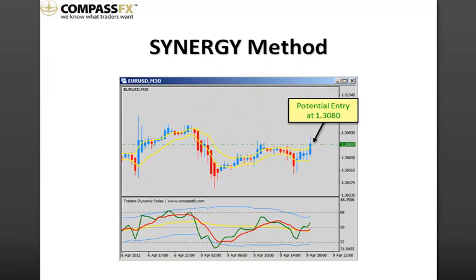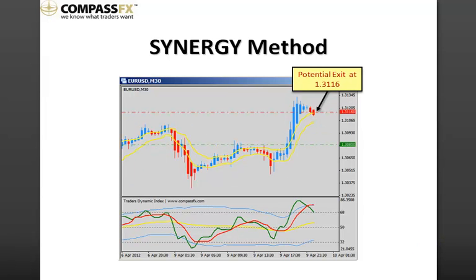Here's an example of a potential entry of the euro a few days ago. We can see that we have a blue bar rising outside the price action channel, and at the same time, looking at the Trader's Dynamic Index, we have the green over the red, just coming over the yellow, and they're over the 50 level of the Trader's Dynamic Index.